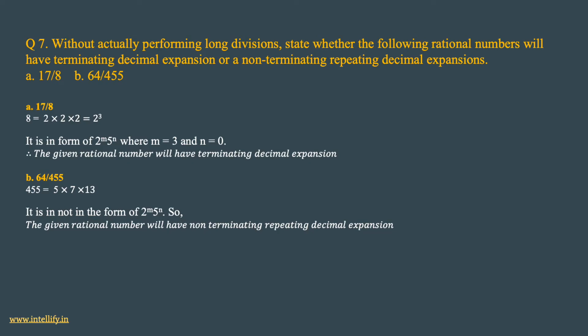B: 64/455. Let's factorize the denominator, which is 455. After factorization, we can get 455 is equal to 5 into 7 into 13. So it's very clear that it is not in the form of 2 raised to m 5 raised to n. So we can say that the given rational number will have non-terminating repeating decimal expansion. Let's move on to the next question.